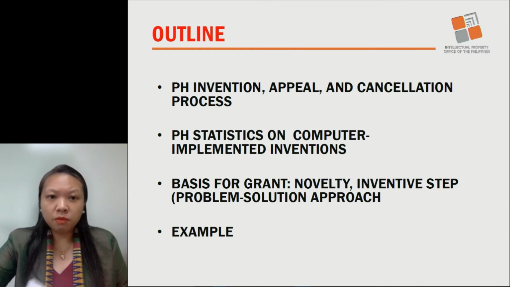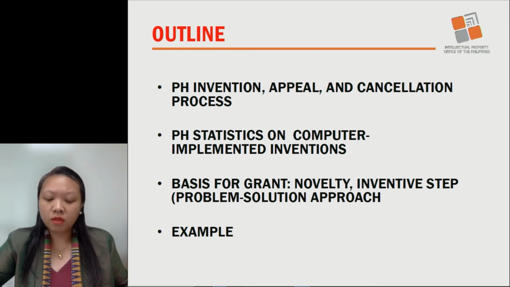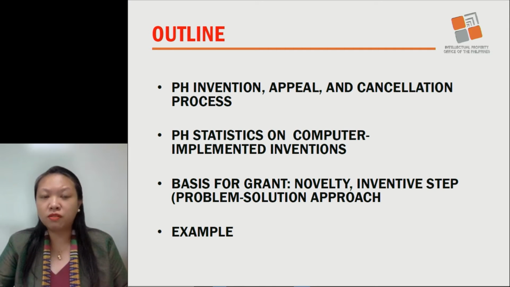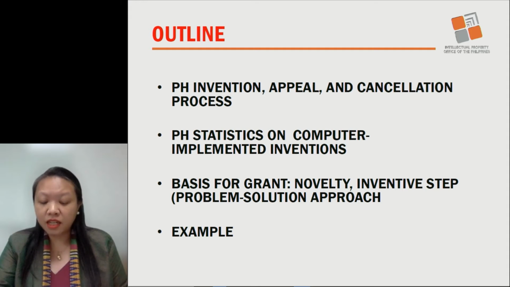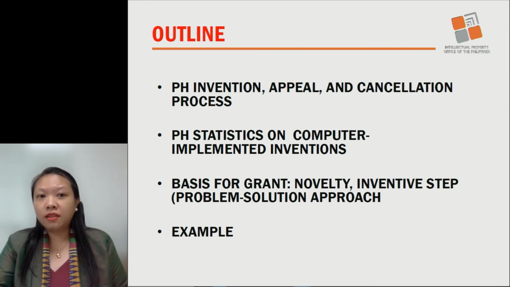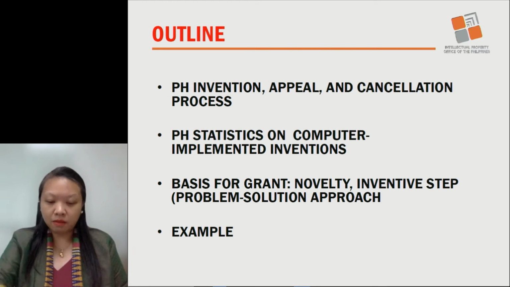So today, I will be tackling basically the invention application process flow briefly, the appeal and cancellation process, a few statistics that we have on computer-implemented inventions, the basis for grant and therefore the basis of invalidation of inventions, and then an example to show you how we go about the examination and therefore invalidation process. Next slide, please.